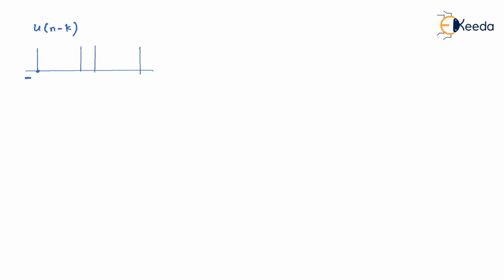So right from minus infinity, minus 1, 0 up to n, this is always 1. So all the amplitudes in between are 1, but of course from n plus 1 onwards up to infinity, it will have no signal present. This is your k scale, right? So this is how your u of n minus k signal looks like.